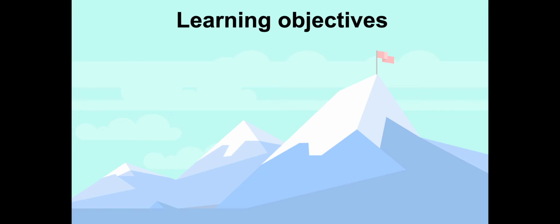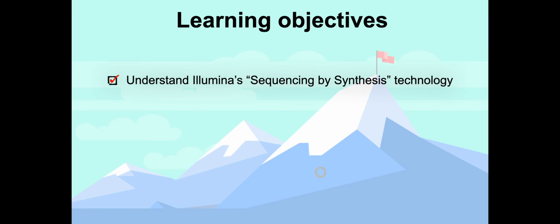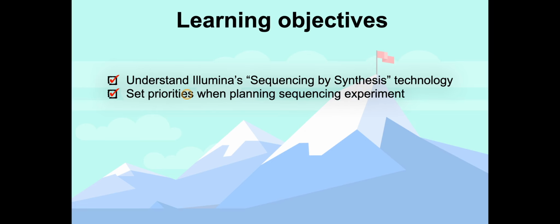Okay, so what do we want to accomplish in this lecture? Well, first and foremost, you're going to want to understand Illumina's sequencing by synthesis, or SBS technology. We're also going to learn to set priorities when planning a sequencing experiment. You'll understand the basics of library prep by the time we finish this lecture.